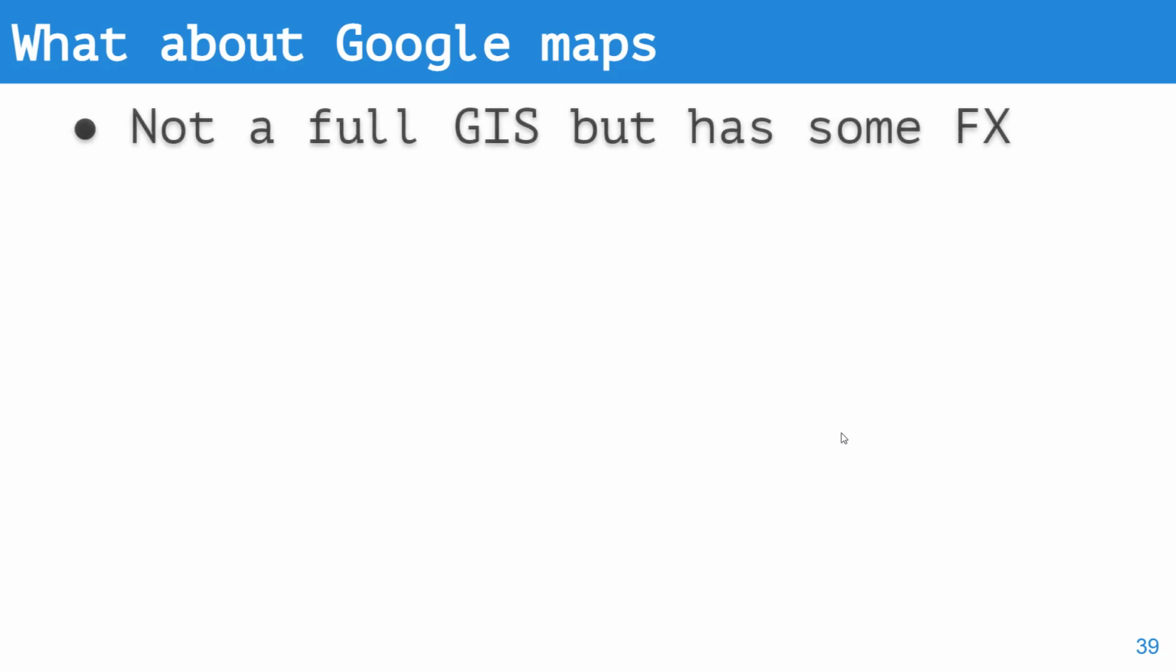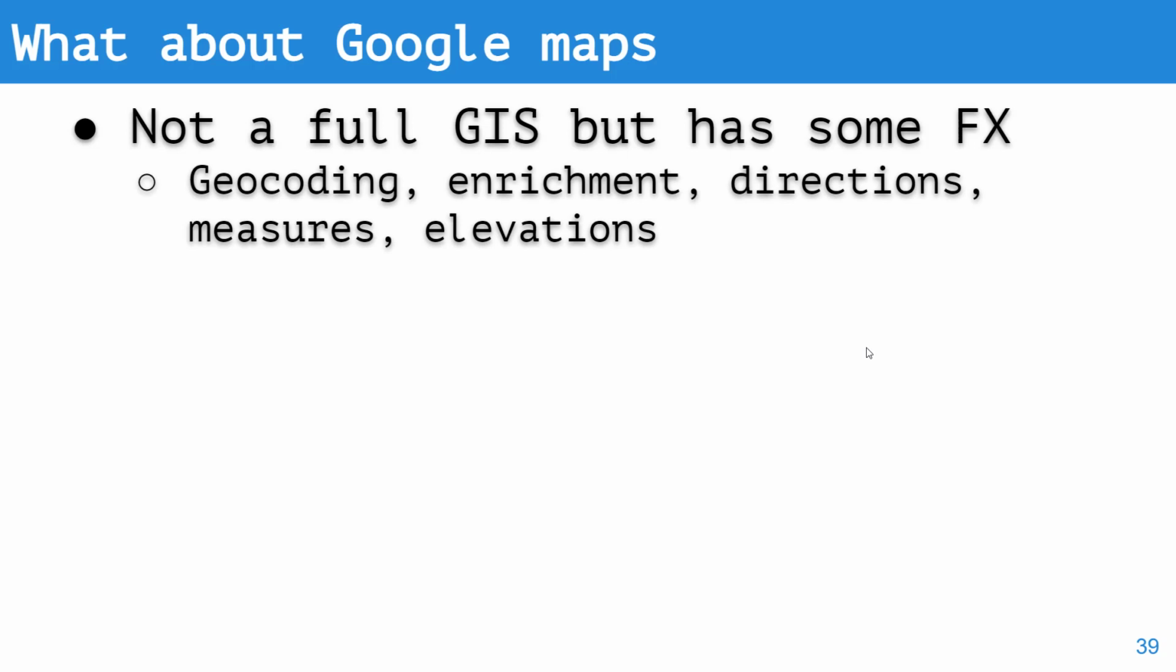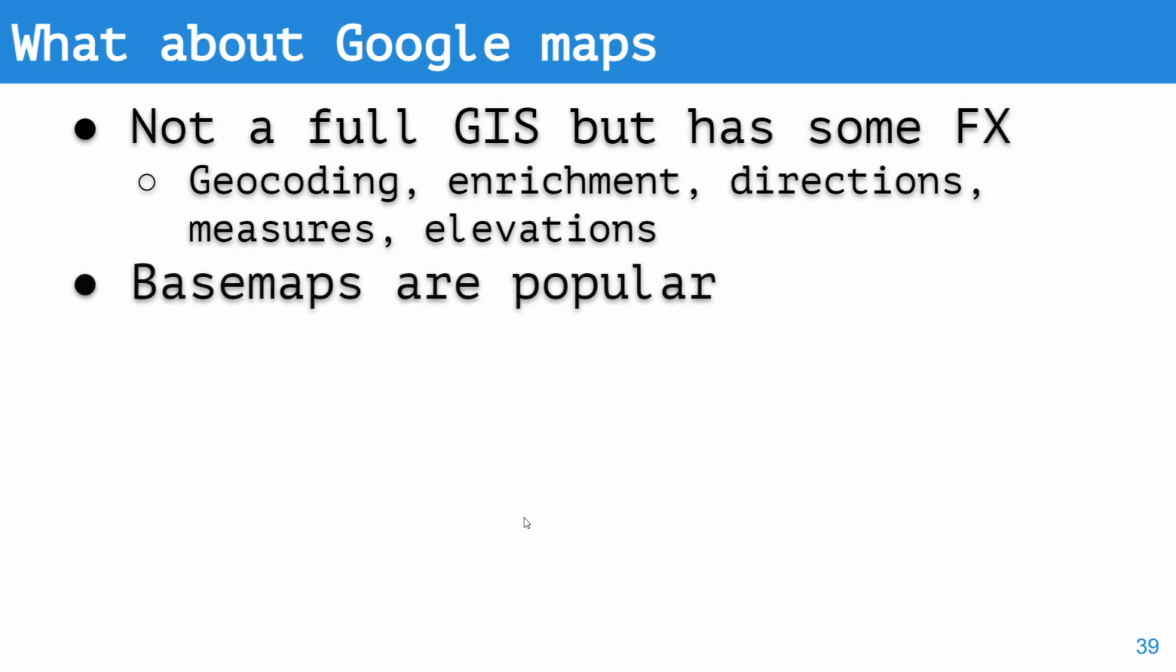So what about Google Maps? Right, it's still out there. It's not a full GIS, but let's not foo-foo it or brush it off. It's got some nice functionality to it. It does have some geocoding. We use it all the time. It has a little bit of enrichment. It can do directions. It can do a little bit of measuring off the map. It can give you back spot elevations and that sort of thing. So it's got some interesting stuff that could help out some people, right?